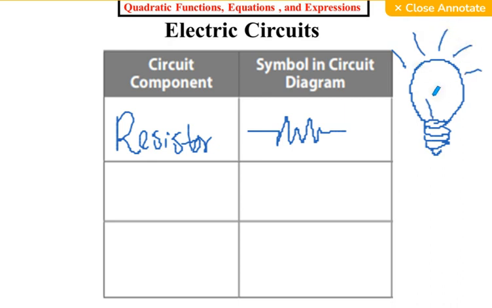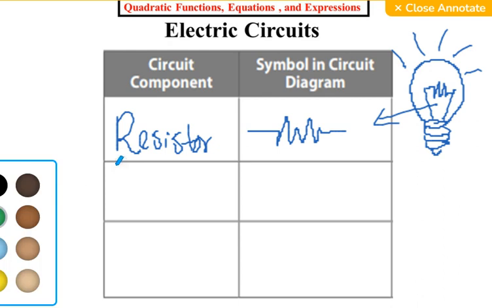Has anybody changed a light bulb? Have you guys noticed that it has a very thin wire right here? That is an example of what you can consider a resistor. And that's why we use that symbol as the resistor symbol. All right? So far so good? Yes, that's it. Let's go to the second one.